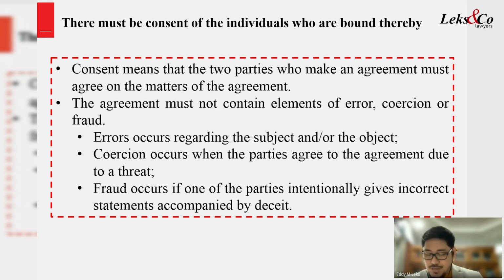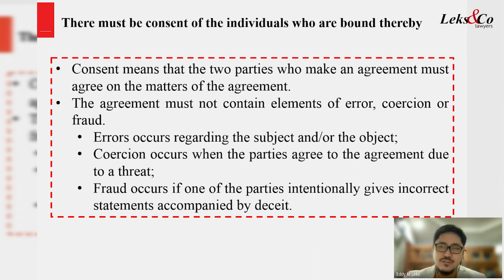Then in 1322, they explain the meaning of error. In 1323 they explain the meaning of coercion, paksaan. And still in 1324, 1325, and not including as coercion in 1326, and even fraud, 1328. I think error, coercion, these are interesting. So 1328, you can look in there about fraud.